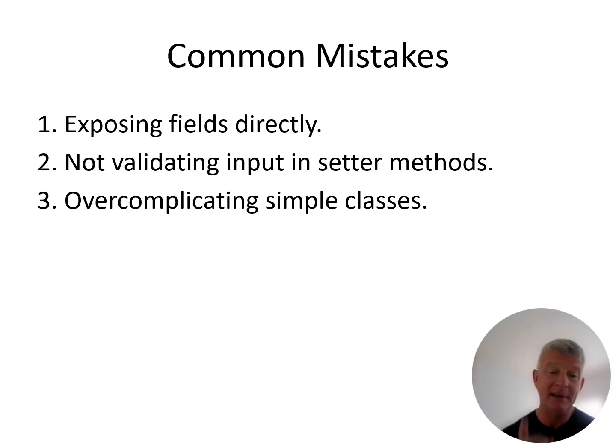Common mistakes are exposing fields directly, not validating input with setter methods, and overcomplicating simple classes. Sometimes if I'm like, hey, make a dice class, it's just a dice class. Don't make it anything more than it is. It's silly to have a dice class because it's just random numbers of 6, and you can control that with the thing. But anyways, these are the common mistakes. And a lot of common mistakes is number 1 right here.